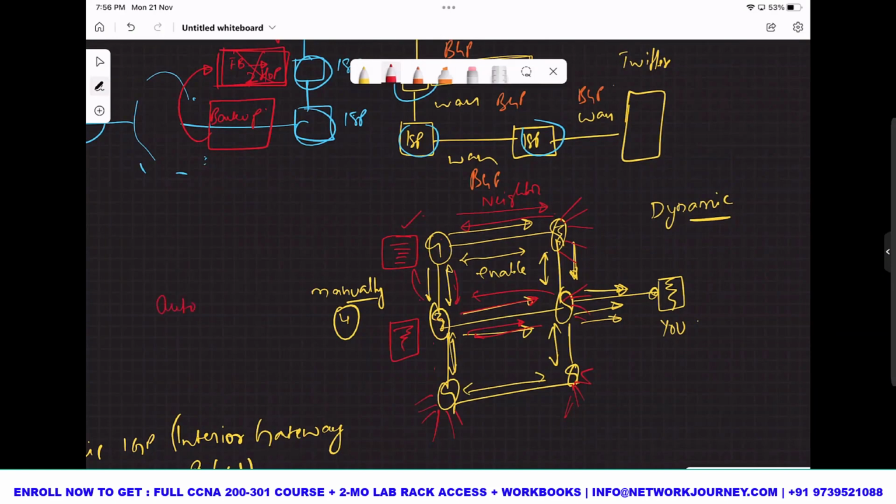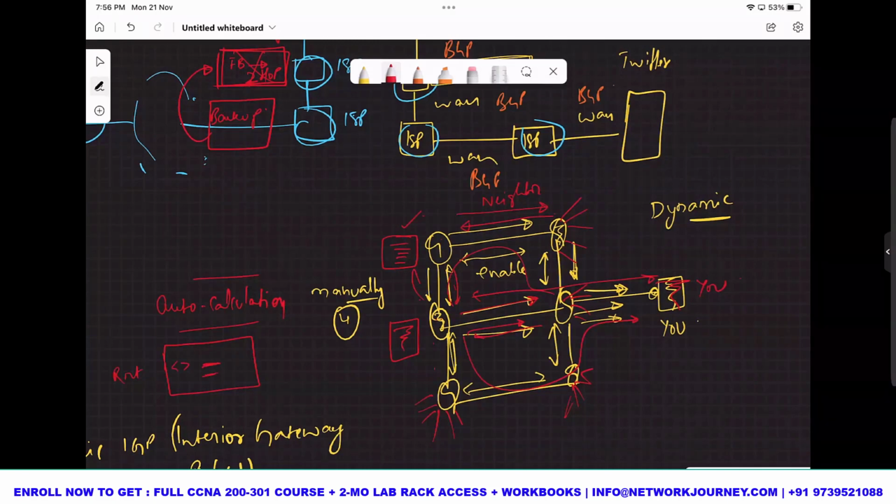Now what happens? Auto calculation starts. Instead of you defining manually, auto calculation starts to reach this. How should I go? Should I go via this direction? Should I go via this direction? If they are both equivalent, then both will come inside the routing table. Both will say to reach this destination, I can go via this or I can go via this.